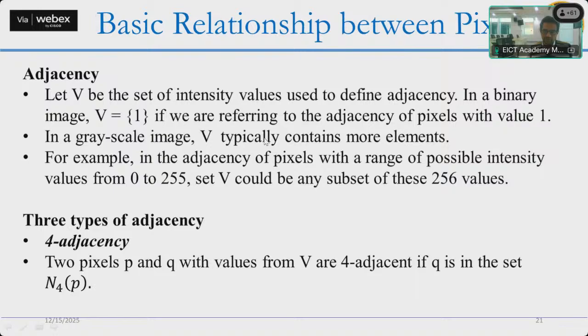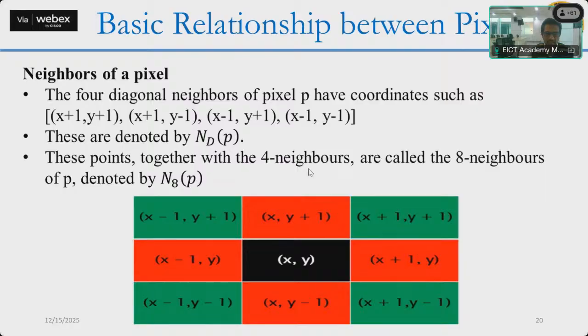Welcome back all. Continuing with the relationship between pixels, it is not only the value of one pixel that is important, but the neighborhood also becomes very important, as we just saw in the last slide. There are different types of neighborhoods. One is the adjacency neighborhood where the 4 neighbors are there, and another is the 8 neighbors.